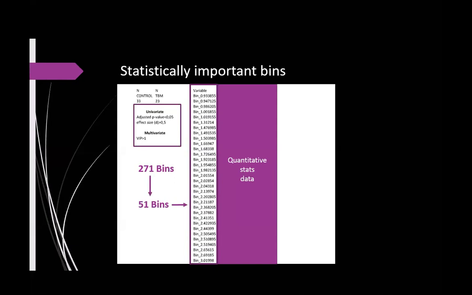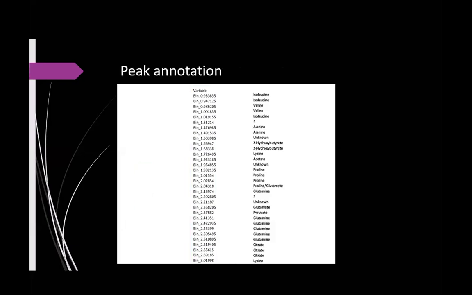So going forward, we take that list of 51 bins, and now we want to annotate them. How do we annotate them? If you recall a couple of slides back, I talked about the alcohols and that you can have one bin for one metabolite or multiple bins for one metabolite. So this is not necessarily 51 metabolites here.